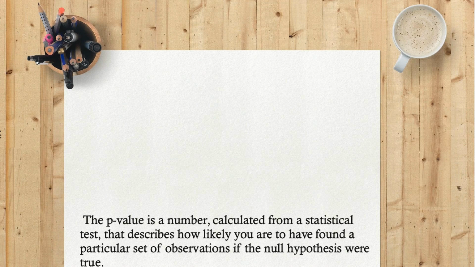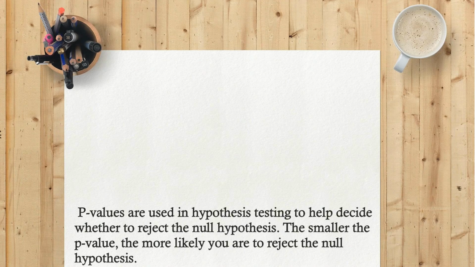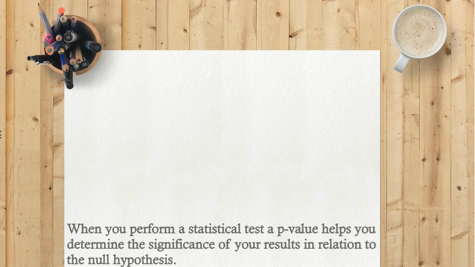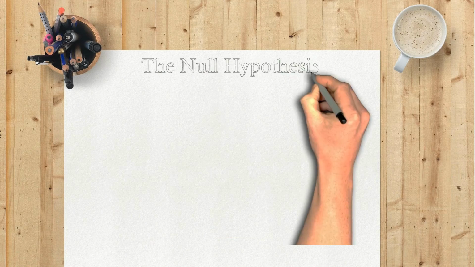The p-value is a number calculated from a statistical test that describes how likely you are to have found a particular set of observations if the null hypothesis were true. P-values are used in hypothesis testing to help decide whether to reject the null hypothesis. The smaller the p-value, the more likely you are to reject the null hypothesis. When you perform a statistical test, a p-value helps you determine the significance of your results in relation to the null hypothesis.